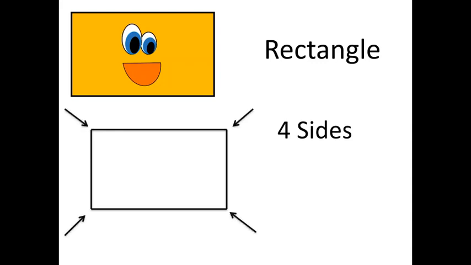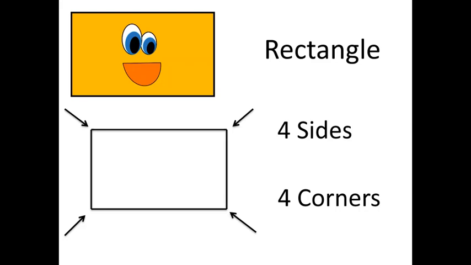Now see these arrows where 2 lines meet with each other. That point is called corner. So how many corners are there in rectangle? Come on, count. Yes, 4. So there are 4 corners in a rectangle.